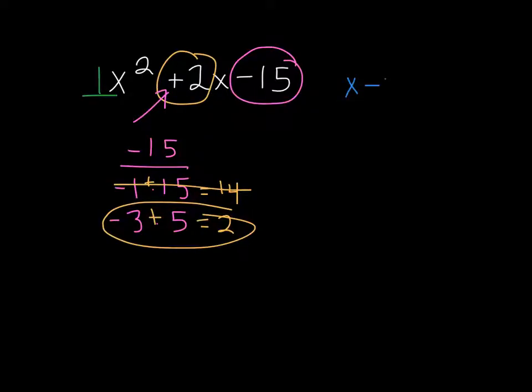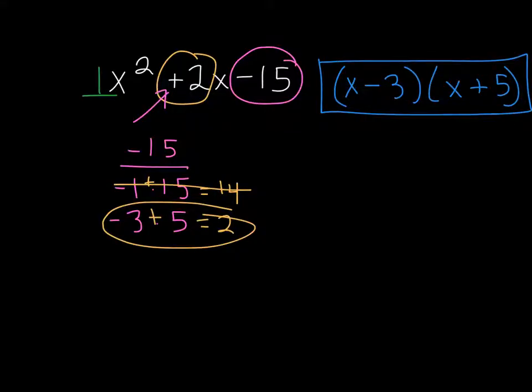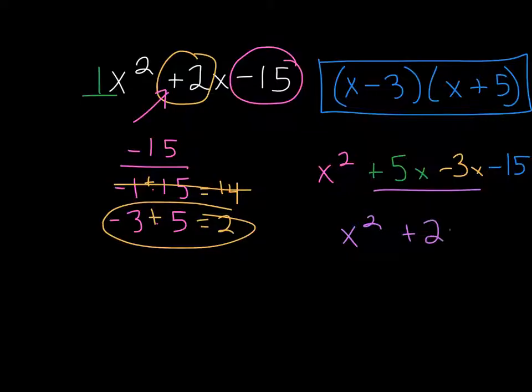So x minus 3 and x plus 5. Now let's FOIL to check it. First terms, x squared. Outer is plus 5x. Inner, minus 3x. And last, minus 15. Combine the middle: x squared plus 2x minus 15. So that does work.